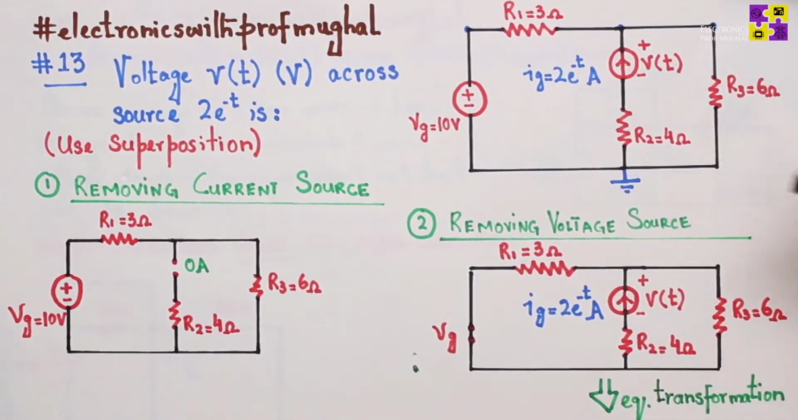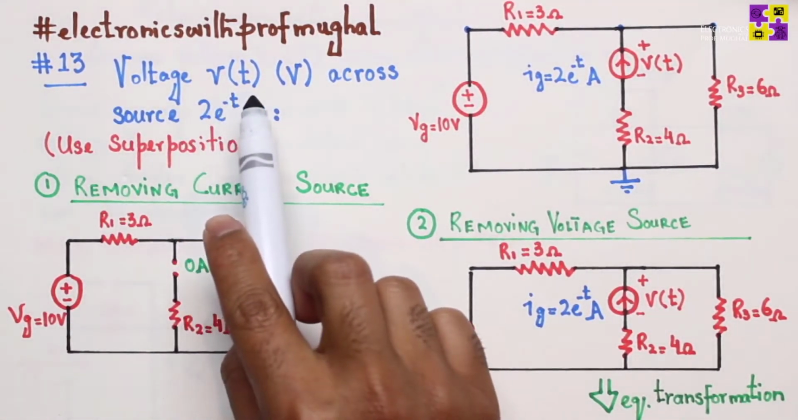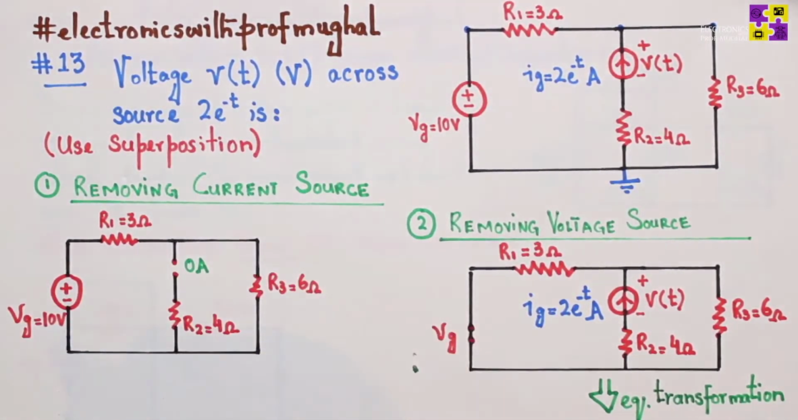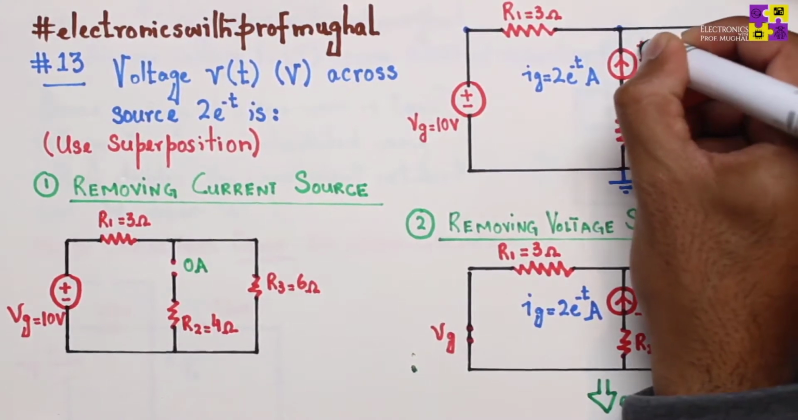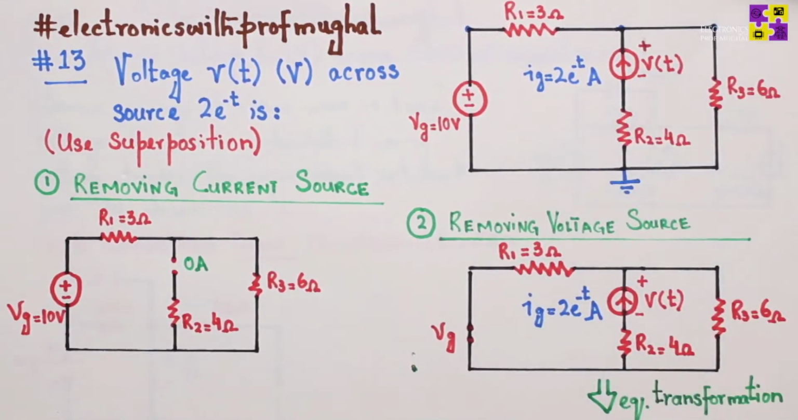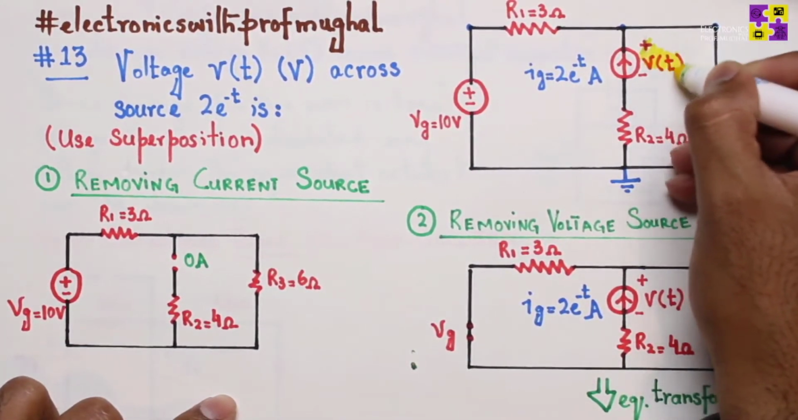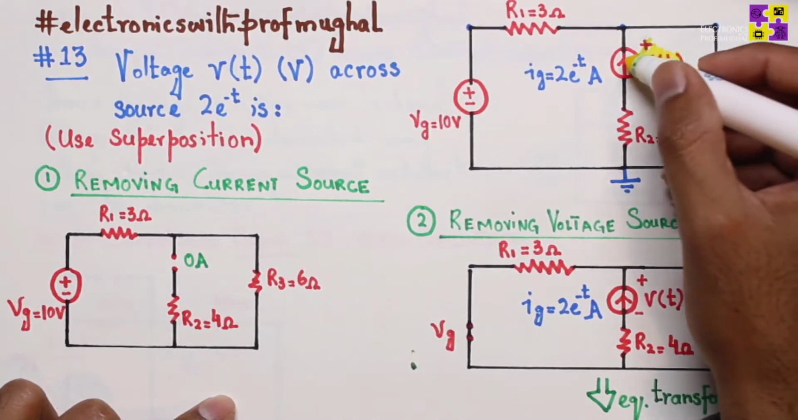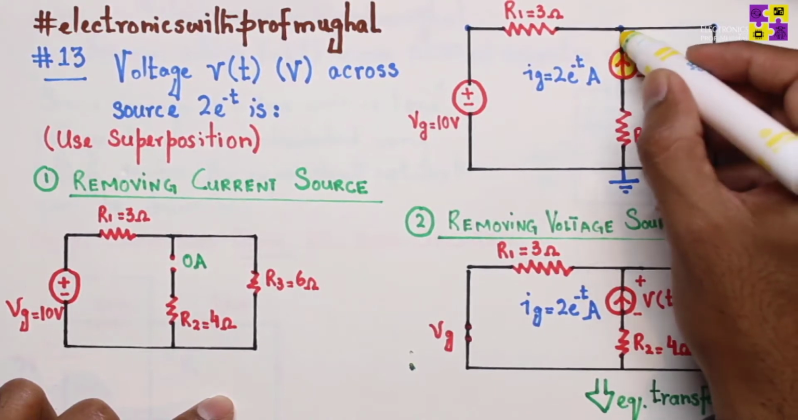In the circuit that you see on your screen right here on the top right corner, the voltage V of t across the source 2 to the power e minus t is what? So we have to find out the voltage across this source right here, right? Remember, there are two sources over here. One of these is a current source. This arrow represents a current source, the current going in this direction.